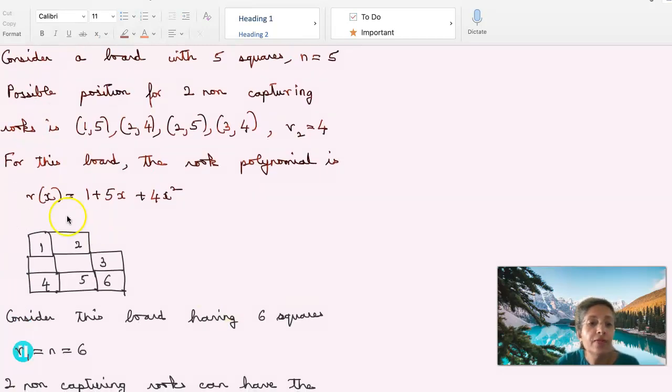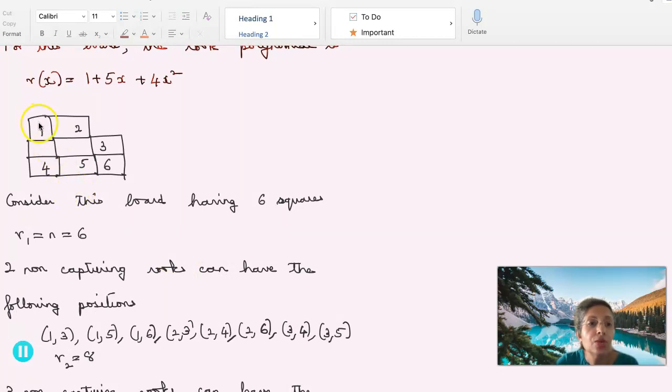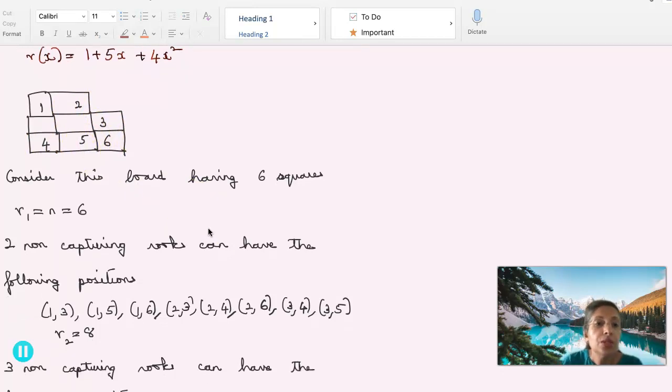Now consider this board having 6 squares. So there are 6 squares here, and two non-capturing rooks can have the following positions. You can have 1 with 3, 1 with 5, 1 with 6, 2 with 3, 2 with 4, 2 with 6, 3 with 4 and 3 with 5. I repeat once more: you can have 1 with 5, 1 with 6. You cannot have 1 with 4 because it's in the same row. 2 with 5, 2 with 3, 2 with 6. You cannot have 2 with 5 because it's the same column. 3 with 4, 3 with 5. We cannot have 3 with 6. So there are totally 8 here.